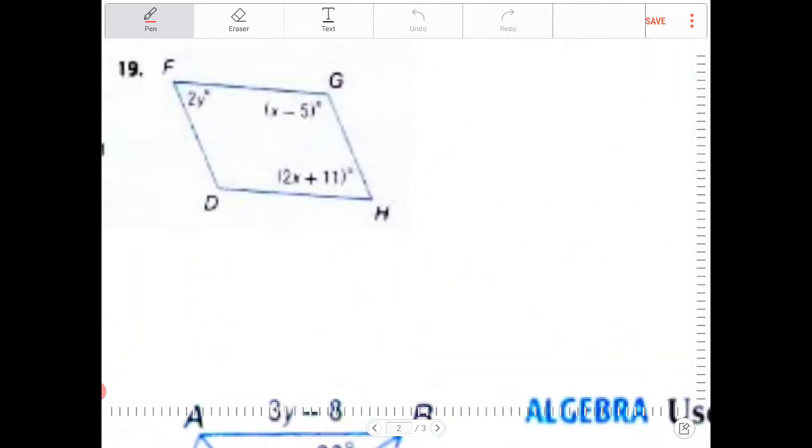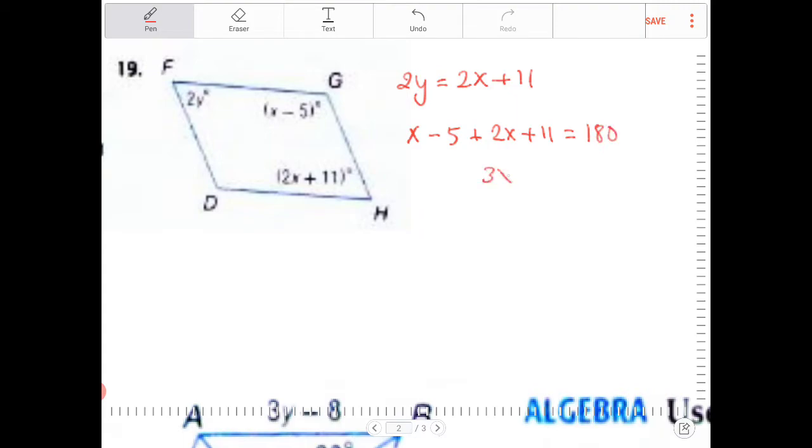Opposite angles are congruent, so therefore we can say that 2y is equal to 2x plus 11. However, because this equation has two unknowns, we can't really solve this. However, they did give us another piece of information, which is these consecutive angles. So we know that x minus 5 plus 2x plus 11 should equal 180. Combine like terms, we get 3x plus 6 is equal to 180. Subtract 6 from both sides, we get 3x is equal to 174. Divide by 3, we end up with 58.